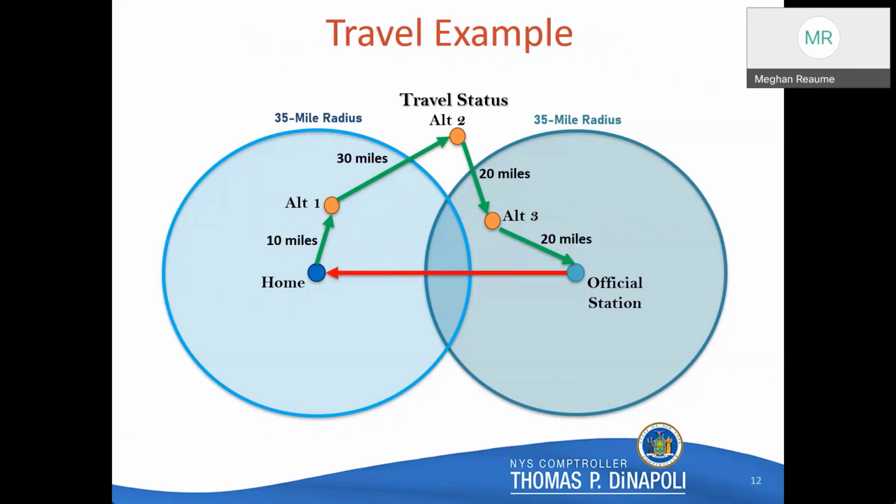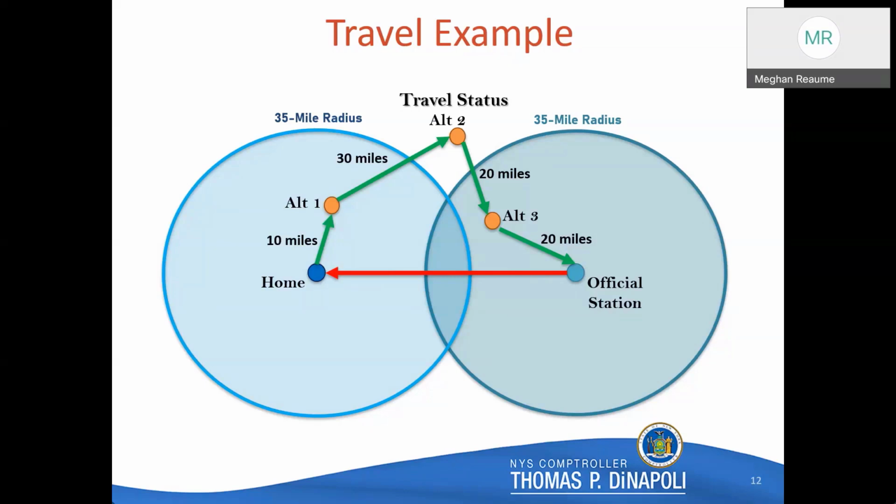For this scenario, when they travel to their second work location, they are in travel status due to them being outside the 35-mile radius of both the home and the official station. Here, the lesser of mileage rule does not apply. If any destination puts the traveler into travel status, such as the second alternate work location in this example, then the lesser of mileage rule does not apply, and the employee can claim actual miles.